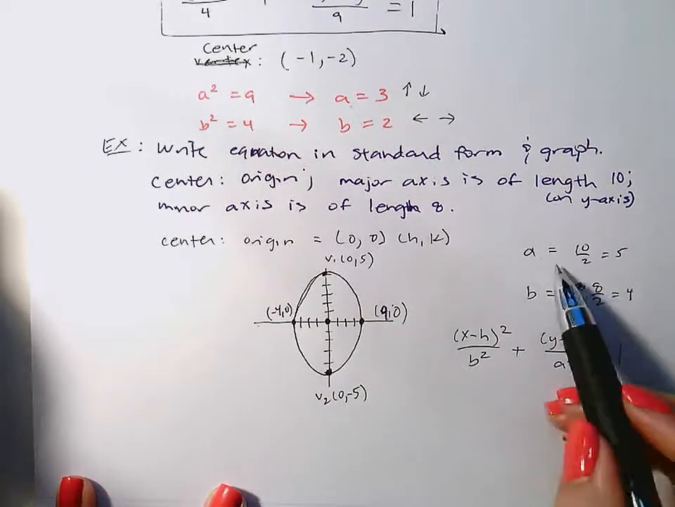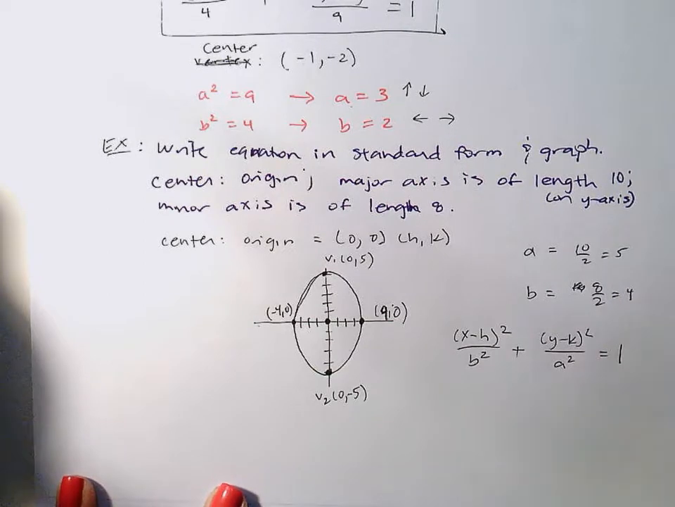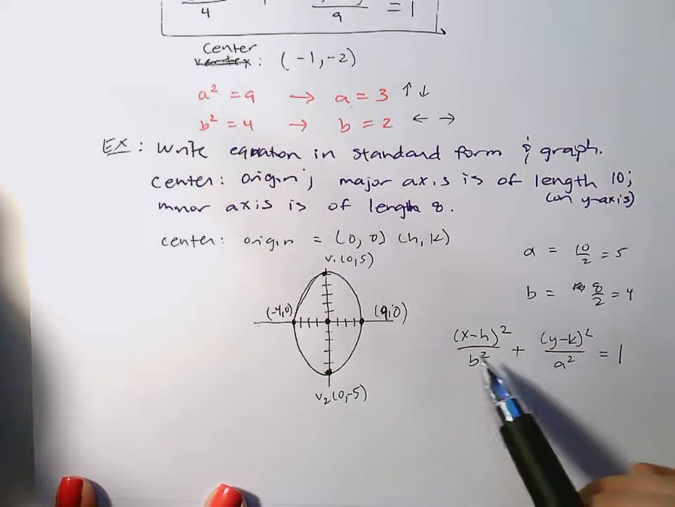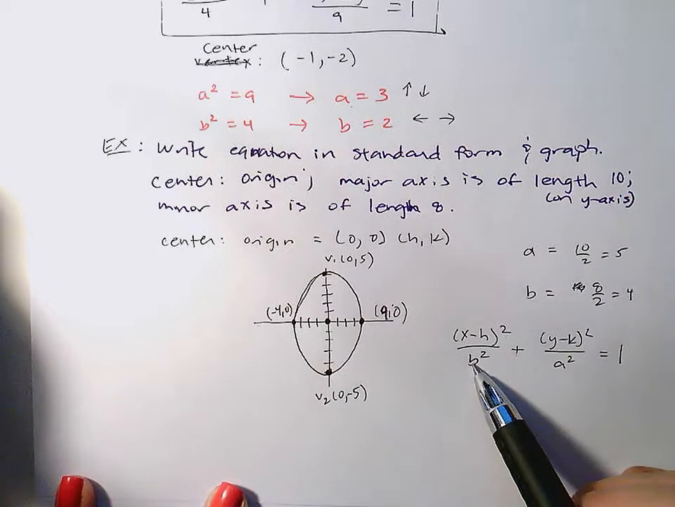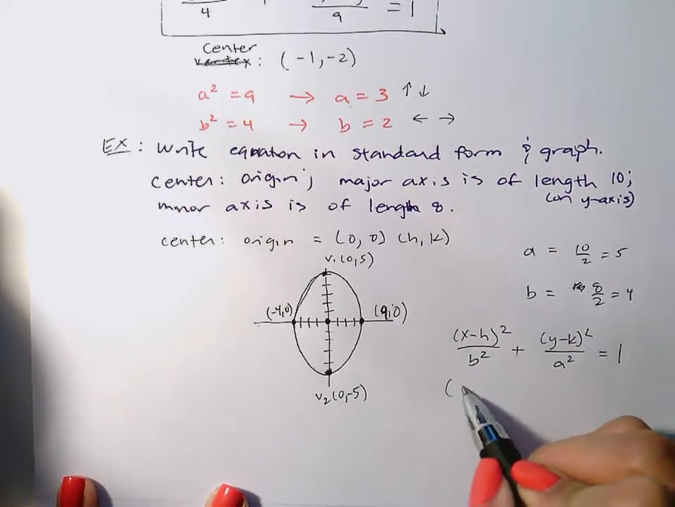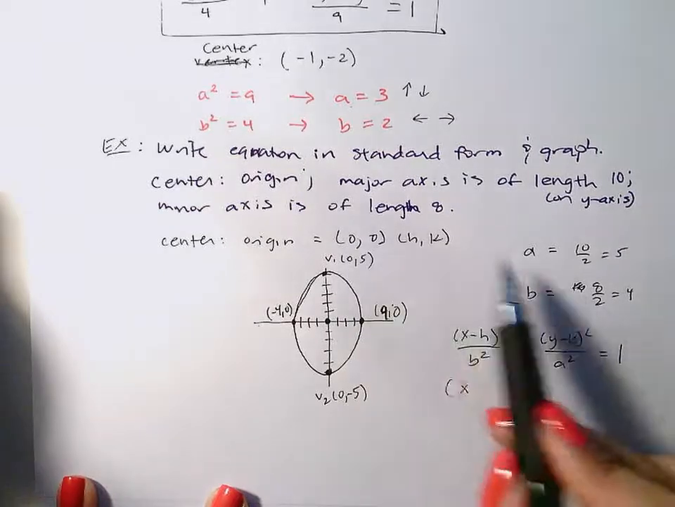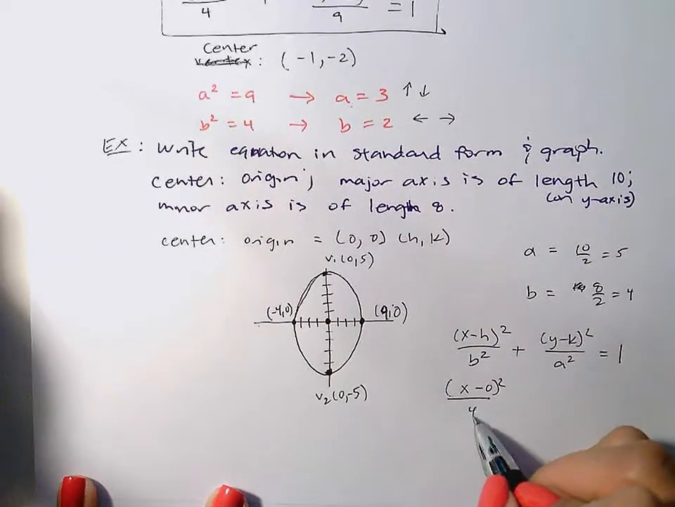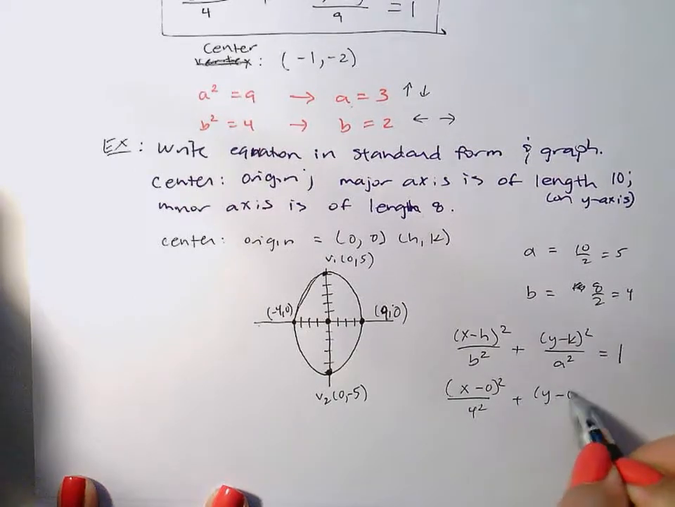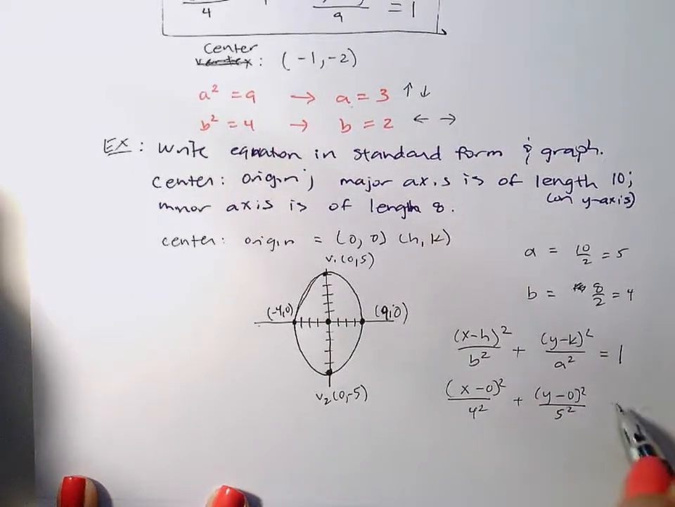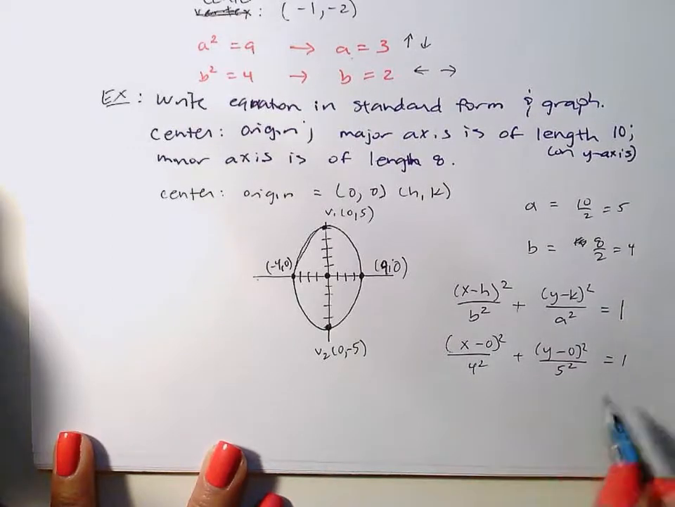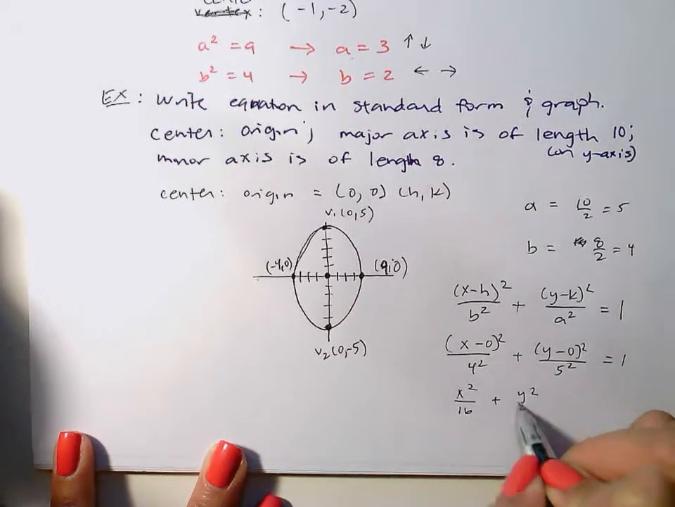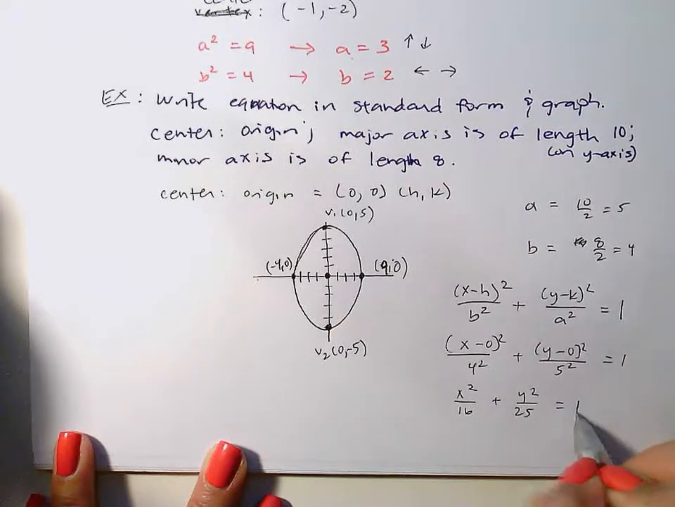And now we found that a is equal to 5. That means that a squared is equal to 25. We found b is equal to 4. That means that b squared is going to be equal to 16. So this is (x minus h) squared, and h we said was 0, k we said was 0. So (x minus 0) squared over 4 squared plus (y minus 0) squared over 5 squared, and this is equal to 1. If we simplify, we get x squared over 16 plus y squared over 25, and this is equal to 1.